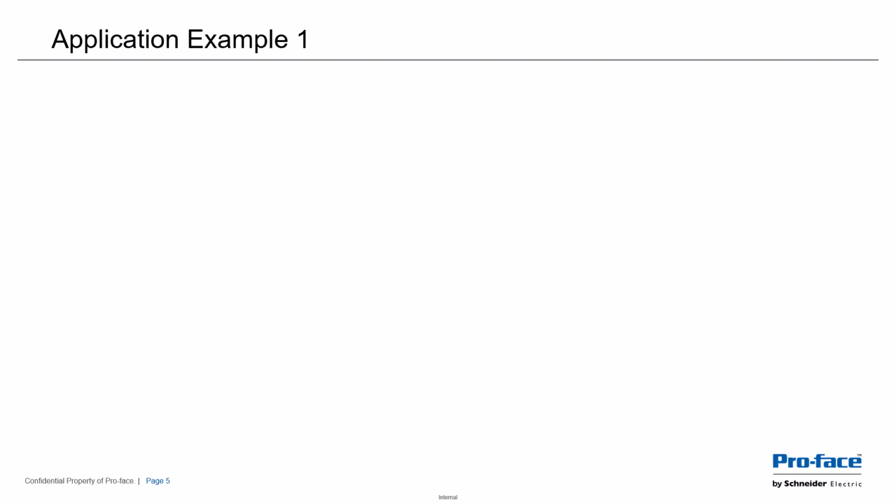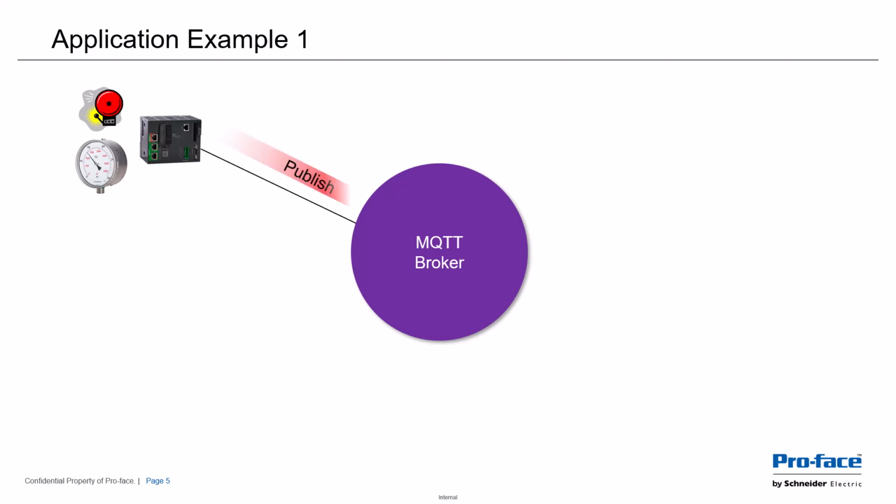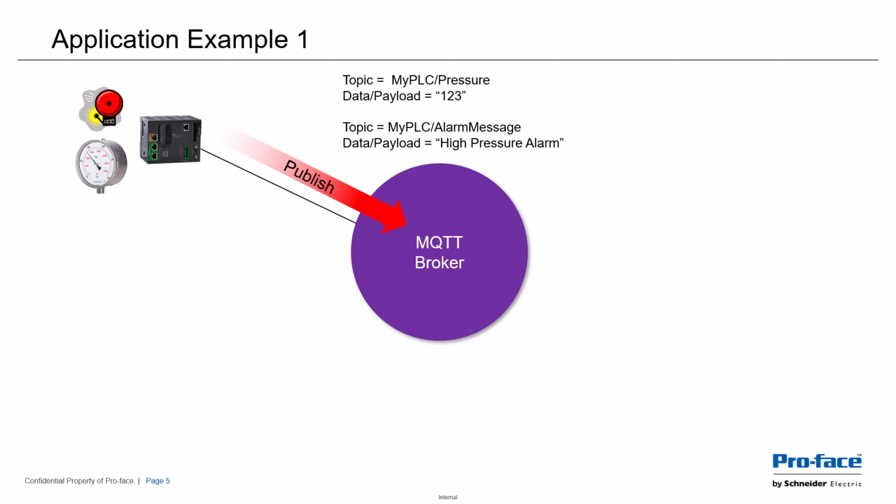Okay, if we look at a couple of application examples, we start with a broker in the center. Then we have a device, let's say a PLC, connected to some other kind of device, such as a gauge, and that PLC is also generating alarms. The PLC is going to publish that gauge data and the alarm data to the broker. You can see the topics: my PLC pressure, and my PLC alarm message. And you can see the payloads. One is a numeric payload, but they're both strings, one in numeric form and one in text form.